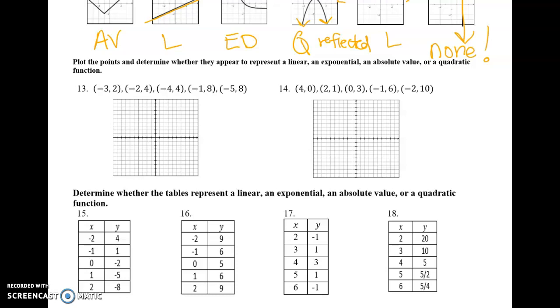All right, 13 and 14. I'm going to hit pause because you don't need to watch me plot points. I want you to plot the points in 13 and 14, and then come back and we'll talk about which function they are.